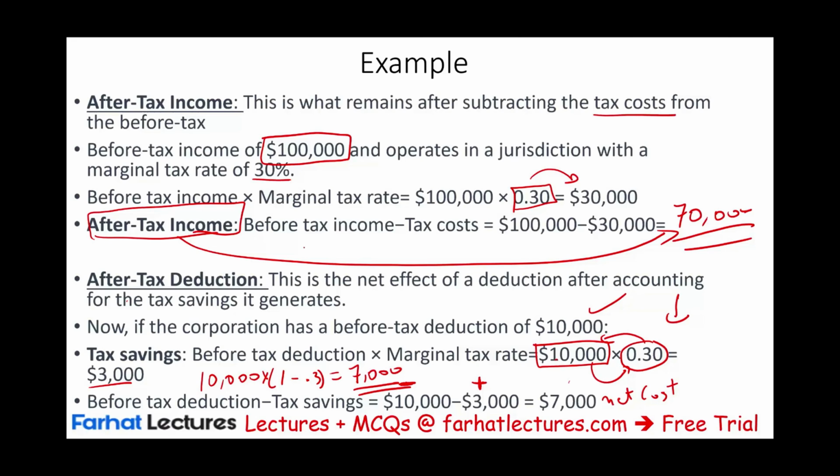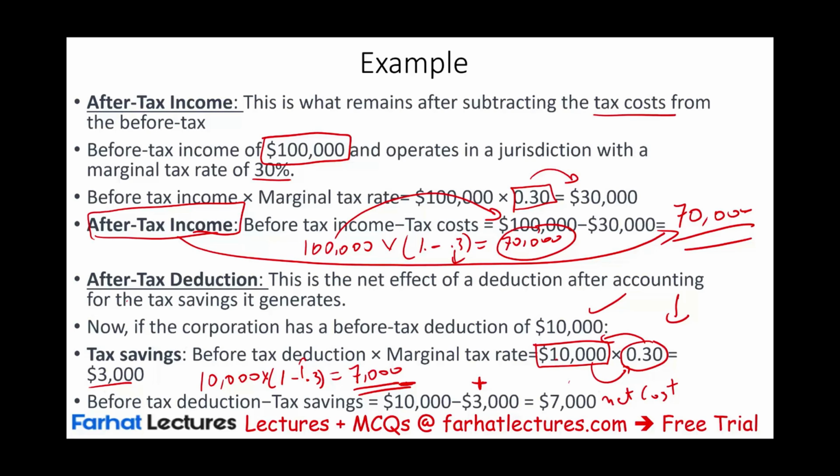Same concept here. If you have $100,000 times 1 minus your tax rate, 1 minus 0.3, it's going to give you 70,000 to figure out your after-tax income. But remember, this is income. You're getting less. You started with 100 of income and you end up with 70. You want to make sure you reduce your taxes. Here, when it comes to deduction, the higher the taxes, the better off you are, the more savings. But this is from an after-tax, before-tax income and deduction.